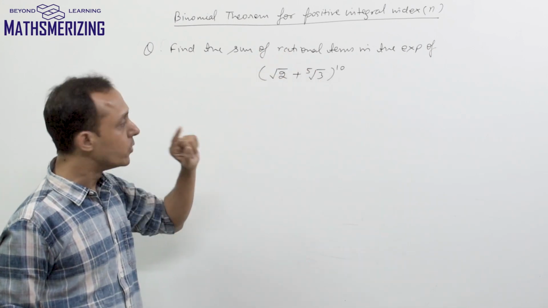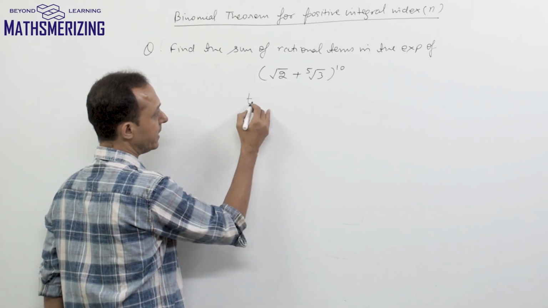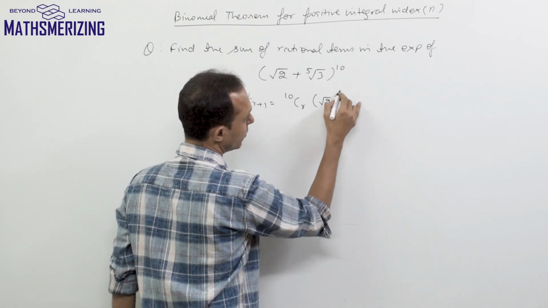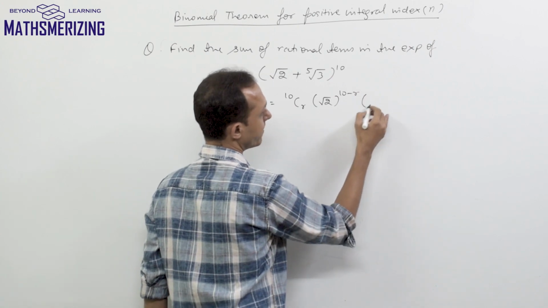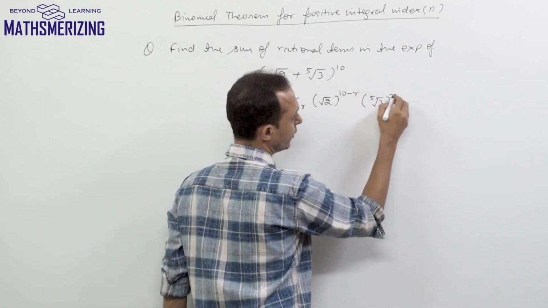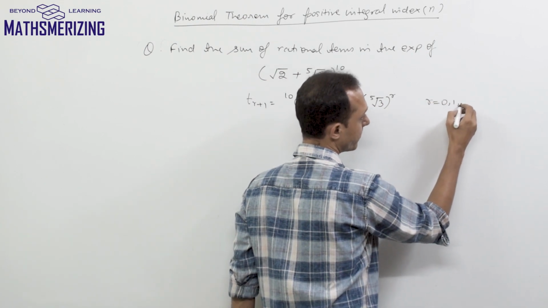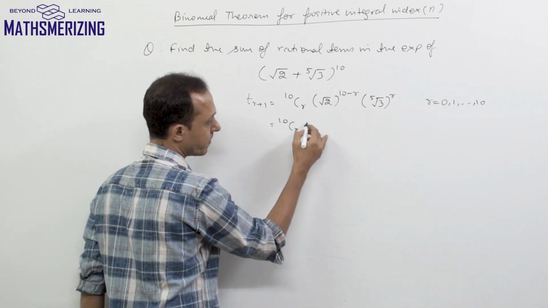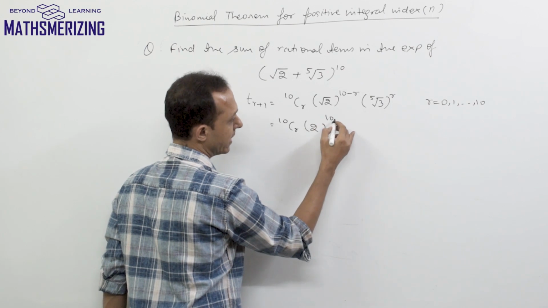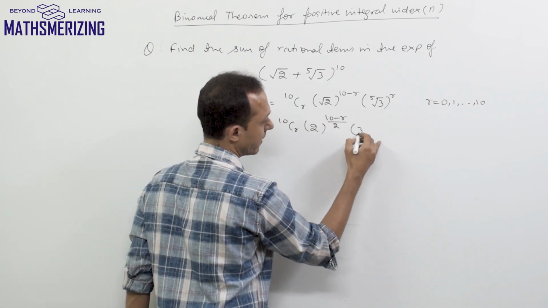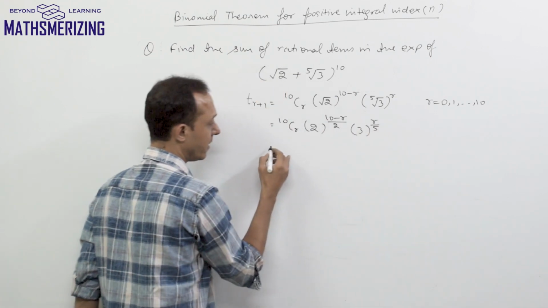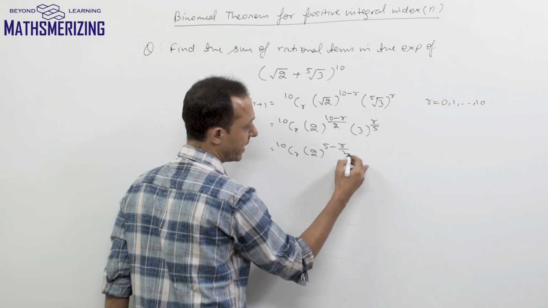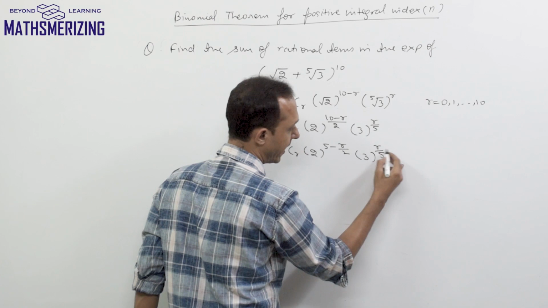So now again in this case, what I'll do is I'll write its general term. So its general term will be T(r+1) equals 10Cr, under root 2 to the power 10 minus r and fifth root of 3 to the power r, where the value of r varies from 0 to 10. Now I'll simplify it. I'll write 10Cr. Now this is 2 to the power 1 by 2, so there'll be 10 minus r by 2 and 3 to the power r by 5. I can also write it as 10Cr, 2 to the power 5 minus r by 2, and 3 to the power r by 5.